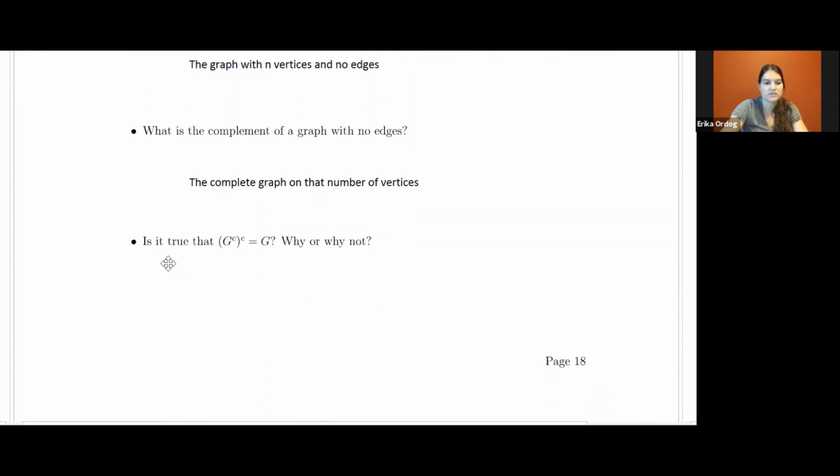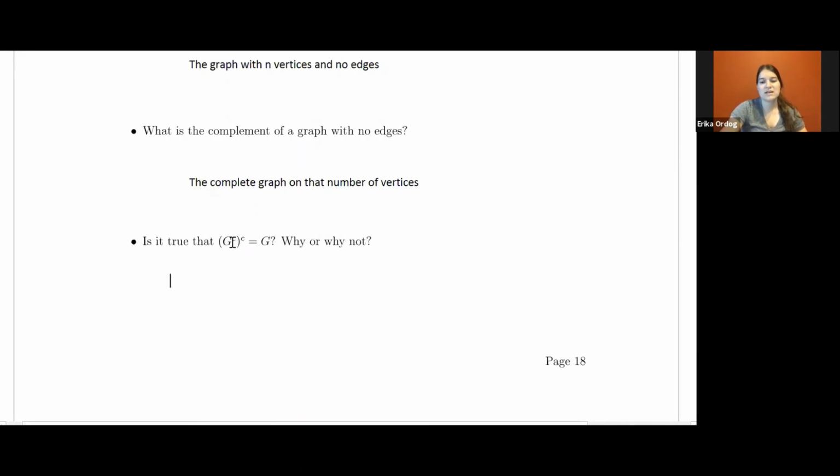Is it true that the complement of the complement graph is equal to G, our original graph? And why or why not? Pause the video and think about that. Okay, let's talk about it. We're going to take the complement and then take the complement again.